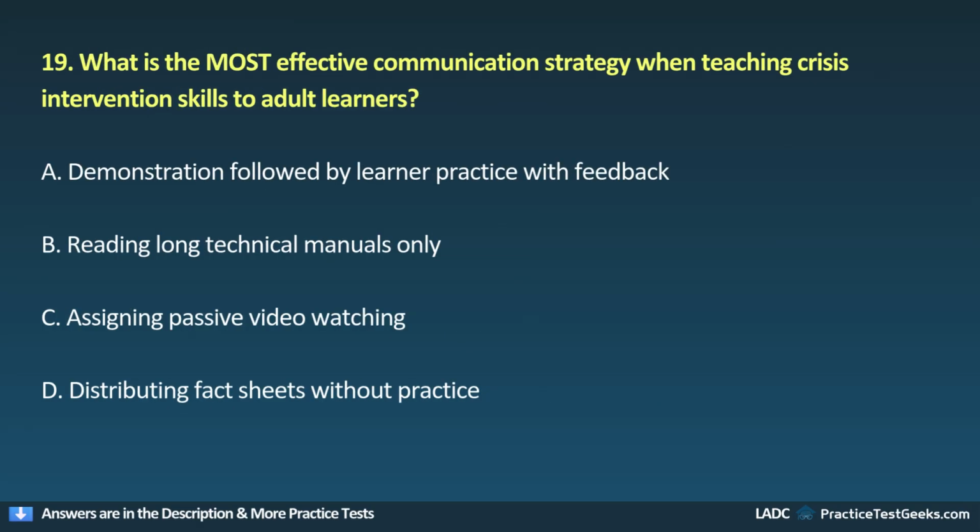19. What is the most effective communication strategy when teaching crisis intervention skills to adult learners? A. Demonstration followed by learner practice with feedback. B. Reading long technical manuals only. C. Assigning passive video watching. D. Distributing fact sheets without practice.